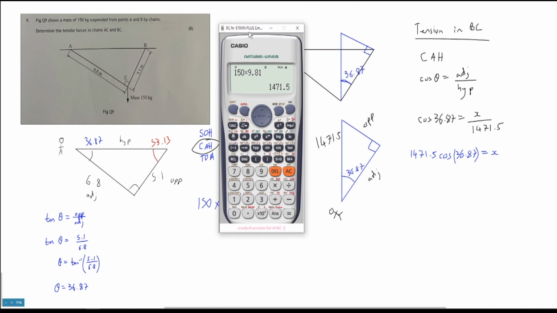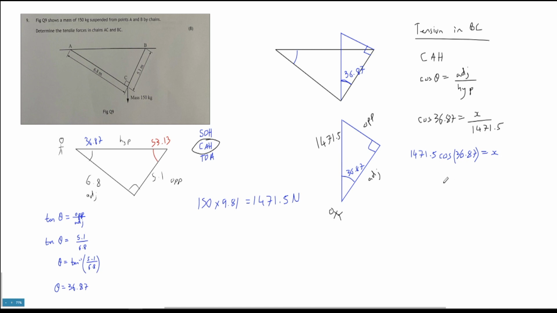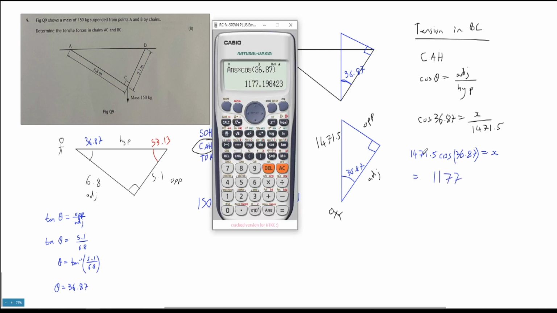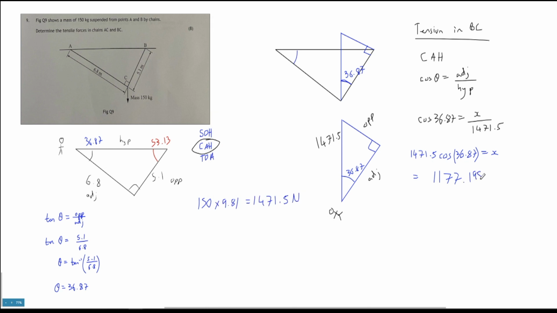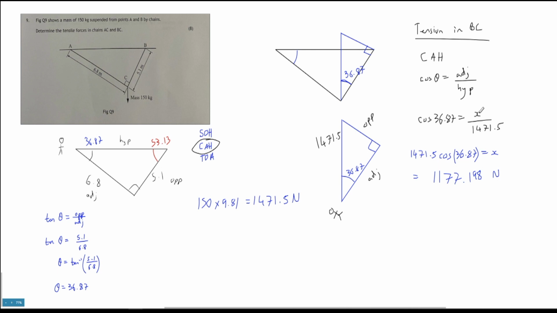Let's see if we can make that work. We've already got the number in the calculator. Just times that by cosine 36.87, close brackets. It's equal to 1177.198. That would be newtons. This is the tension in BC.